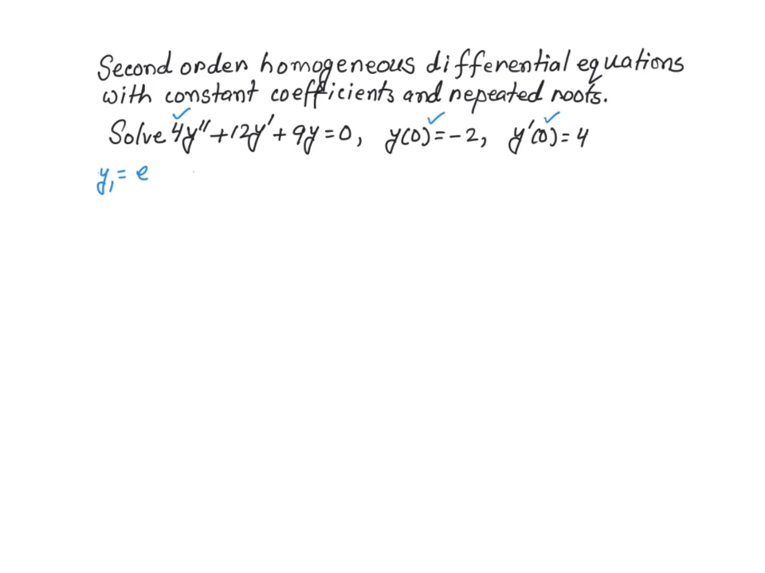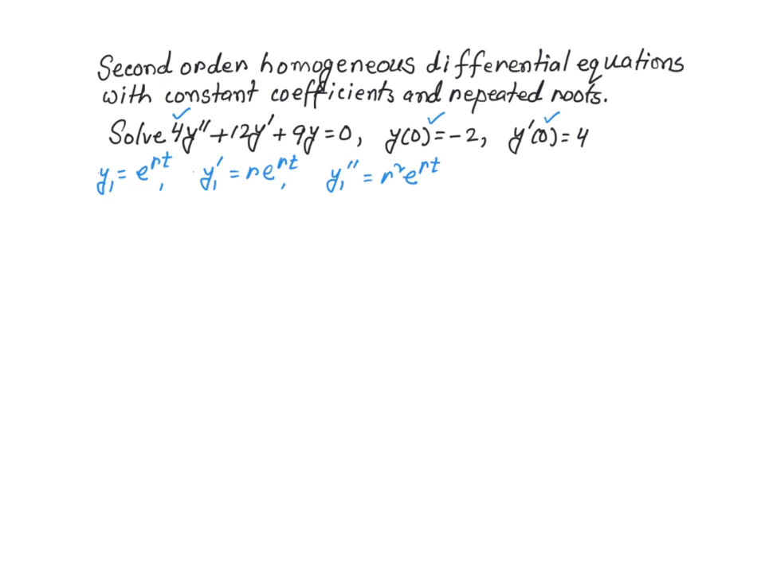So our first solution is going to be of this form: y(t), or y1(t), is equal to e^(rt). Okay, and that's our assumption. Then we can find the first derivative of it: y1' is equal to r times e^(rt), and y1'' is going to be r squared times e^(rt).